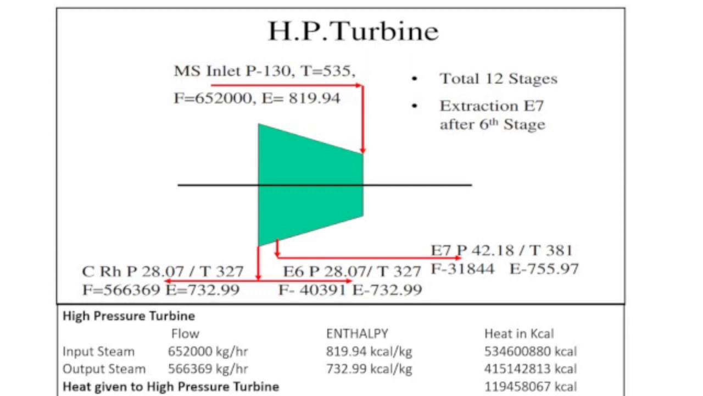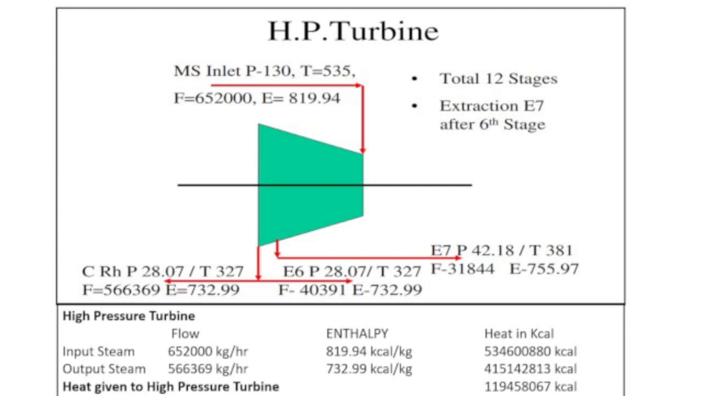So some of the steam goes to the extraction 6. The amount of steam that goes to the HP heater 6 is around 40,391 kg, and the flow going to the reheater is 566,369 kg with enthalpy of 732.99 kilocalories per kg. You can calculate the heat given to the high pressure turbine. It comes out to be 119,458,067 kilocalories. This much heat has been given to the high pressure turbine.